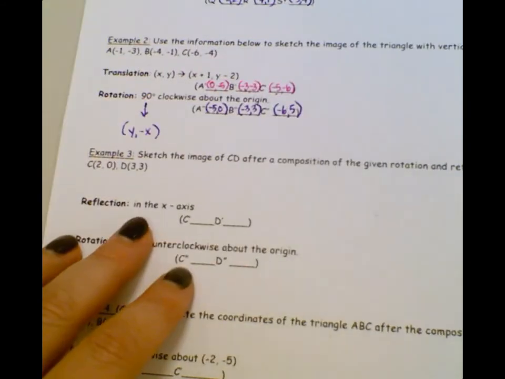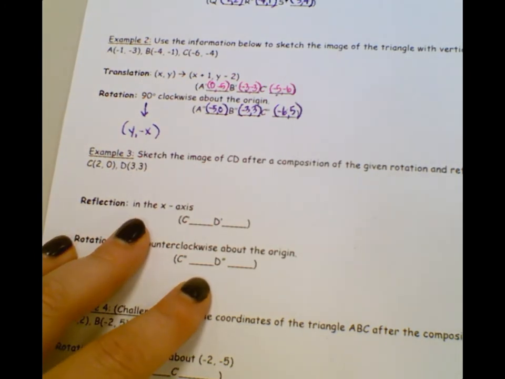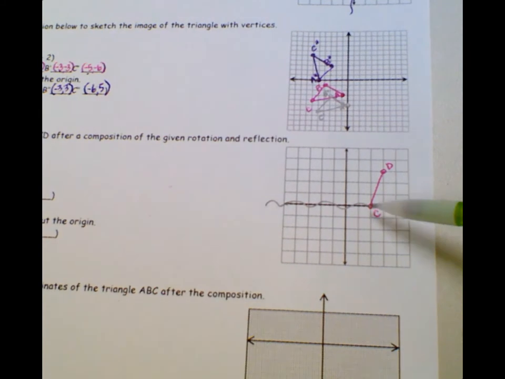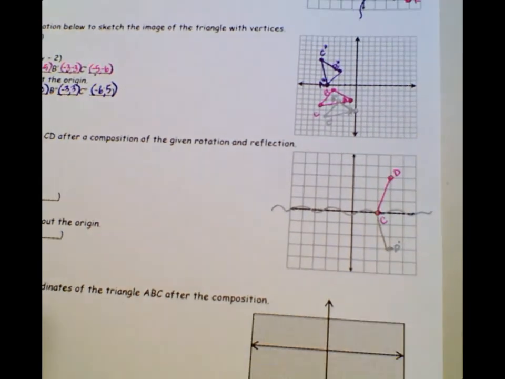So let's see. It says the first thing you want to do is flip him over the x-axis. So all I did over here is I just squiggled it up. What happens when a point is on the line of reflection? It stays on the line of reflection. So the C is not going to move at all, okay? But the D is 3 up, so it will be 3 down. So here's your D prime. C is actually going to stay the same because he's on the line of reflection.